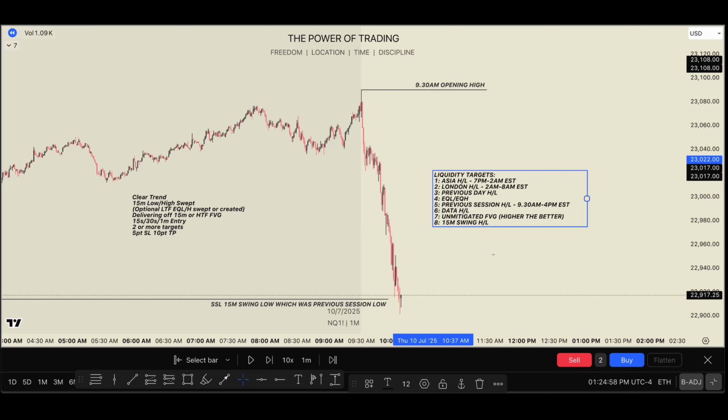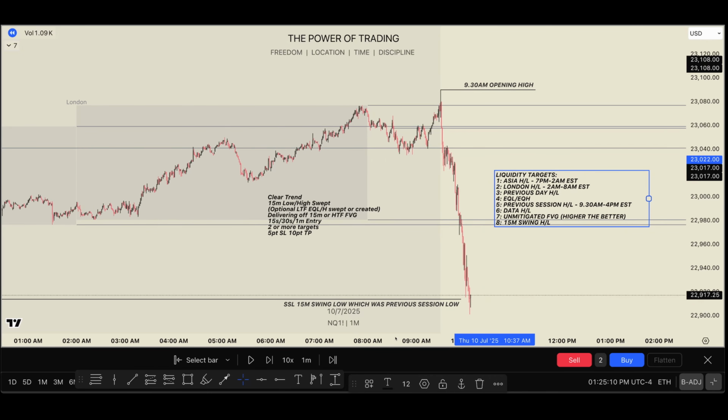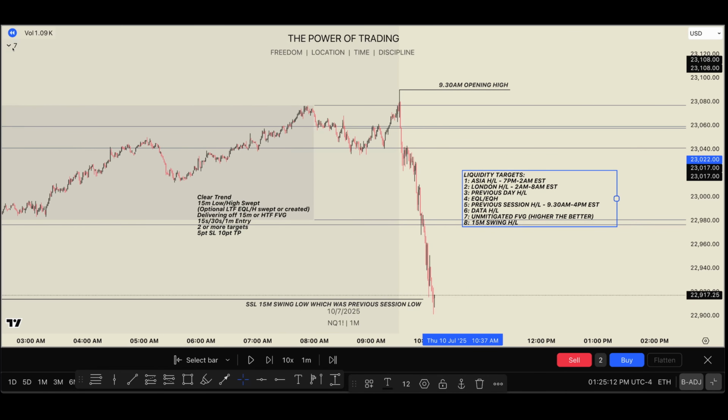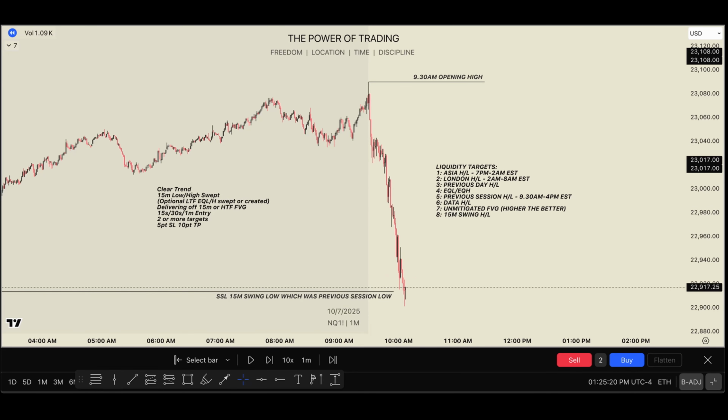And if you are following Bronx, then obviously you can be using his Bronx box indicator to mark out your London highs and London lows, etc. But for this example, we're just going to focus on what we actually see. Now, these are the main targets, like I said. There are other targets you can have.